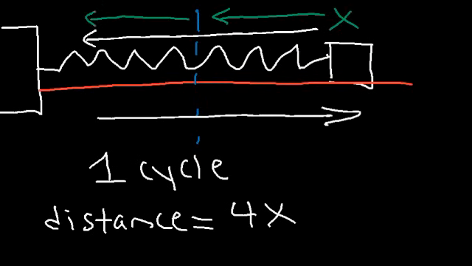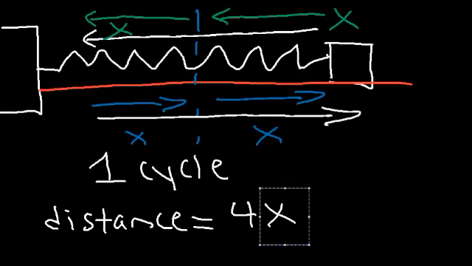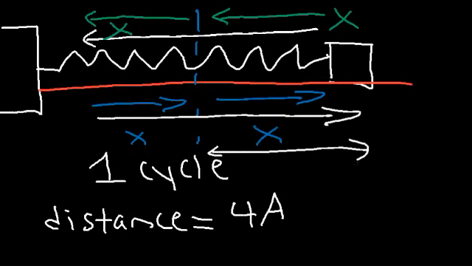And then when it's fully compressed, it travels another distance of x. And then when it goes back to its equilibrium position, that's another x value. And when it returns to where it started, that's x again. So the distance of one cycle is 4 times its maximum displacement. So we should really say this is 4 times a, since a represents the maximum displacement.